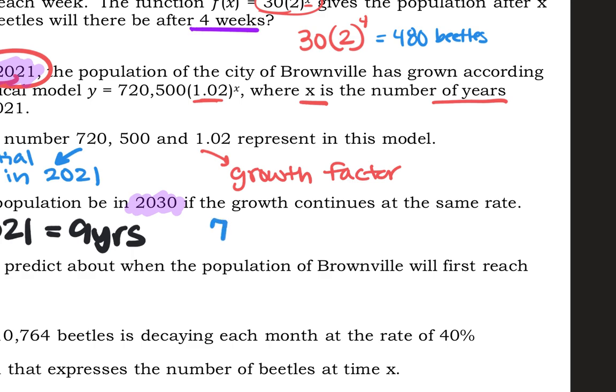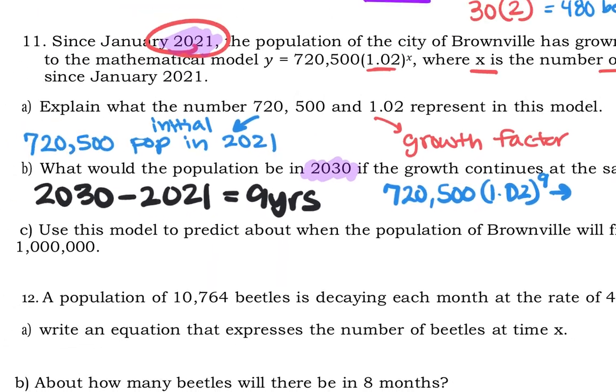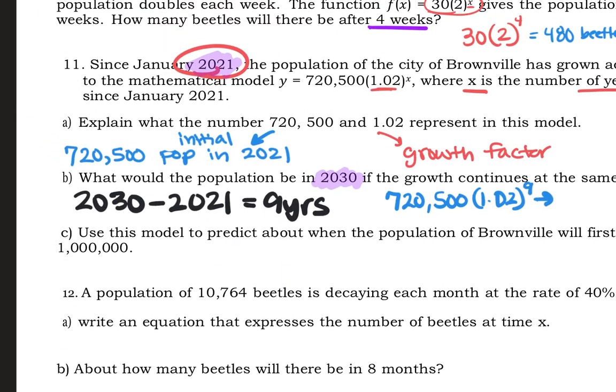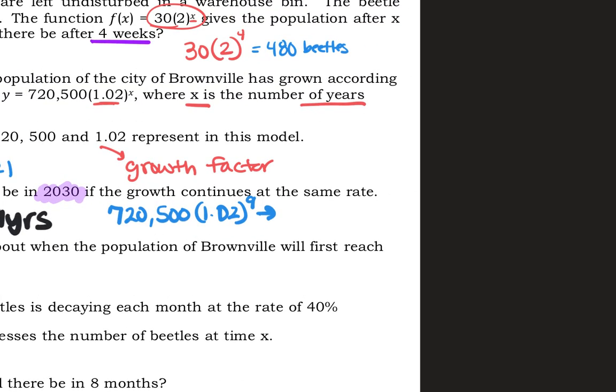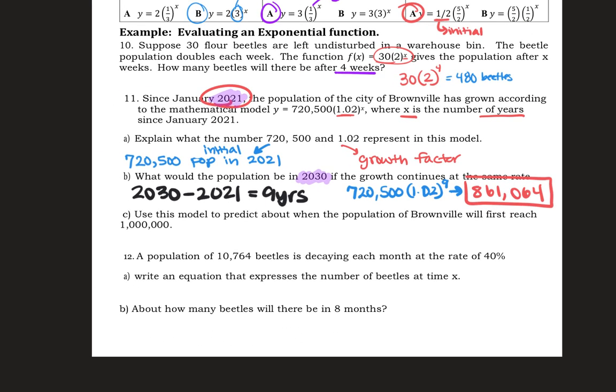So you're going to enter 720,500 times 1.02, and then this is going to be to the 9th power. All right, let me just move that over in case you didn't copy that first piece down. What did y'all get for the population here? Does it start with an 8? Okay, just tell me the numbers. 8, 6, 1, 0, 6, 4. So 861,064 would be the population. And it should get bigger because it was growing, right? The number should be bigger.